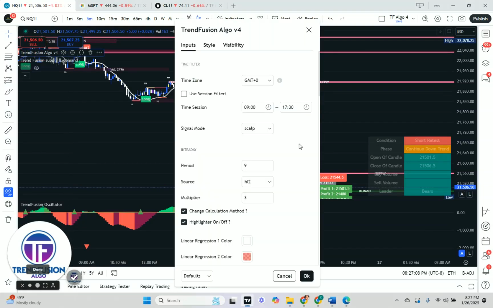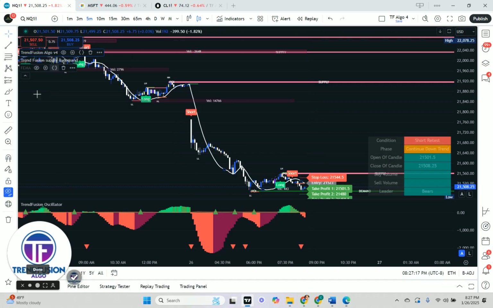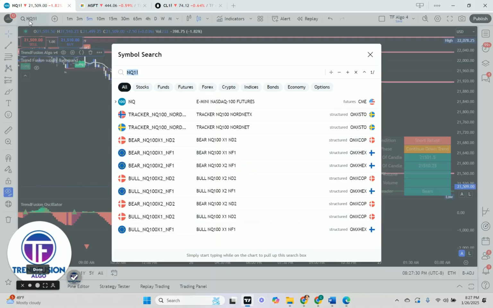Okay, I'm going to show you my favorite signal mode to use for trading stocks. I like to use trend. So I'm going to go to Tesla.